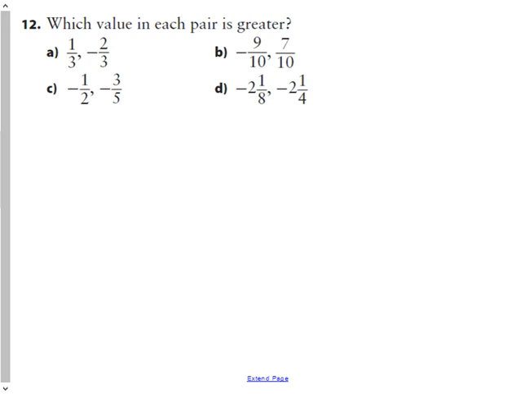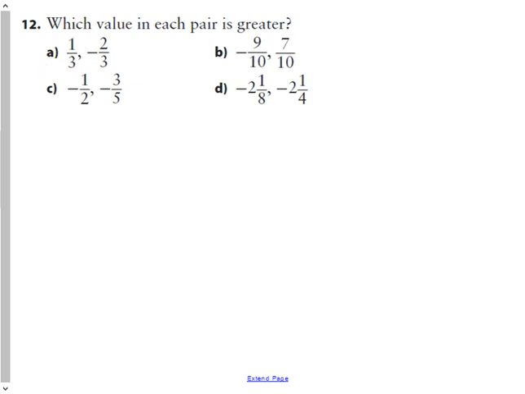Question 12, which value in each pair is greater? So the first one, I have a positive fraction and a negative fraction. Since we're looking for the greater fraction between those two, I can definitively say the positive value will be greater than any number that's negative. That's like saying, which is greater, 1 or negative 26,000? The greater between those two will always be the positive value.